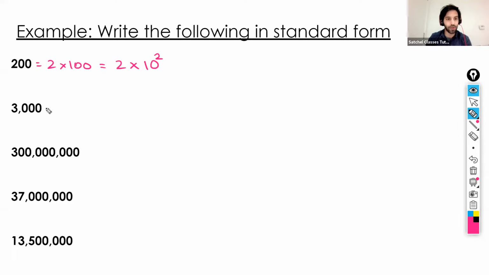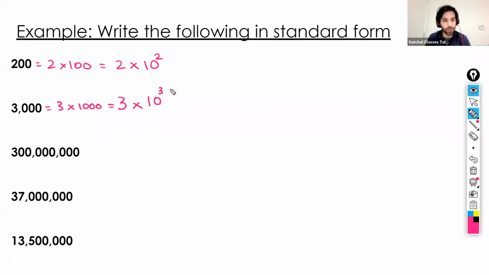Likewise here, 3,000 just means 3 lots of 1,000. So 3 is a number between 1 and 10, so the 3 is correct. And I can write 1,000 as a power of 10, which is going to be 10 cubed. So 3 times 10 cubed is the same as 3,000, except this is written in standard form. But again, with numbers like 200 or 3,000, we wouldn't really write them in standard form.